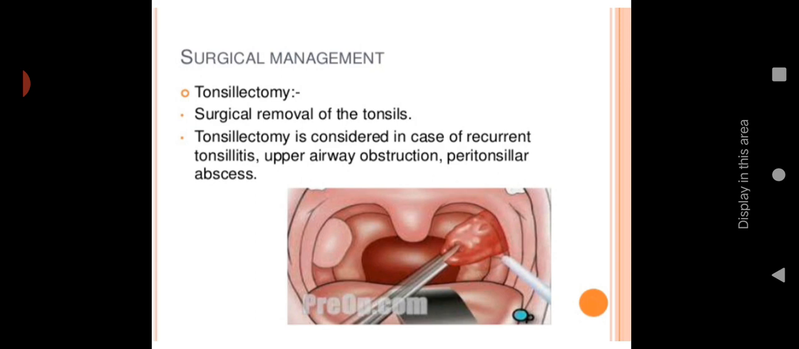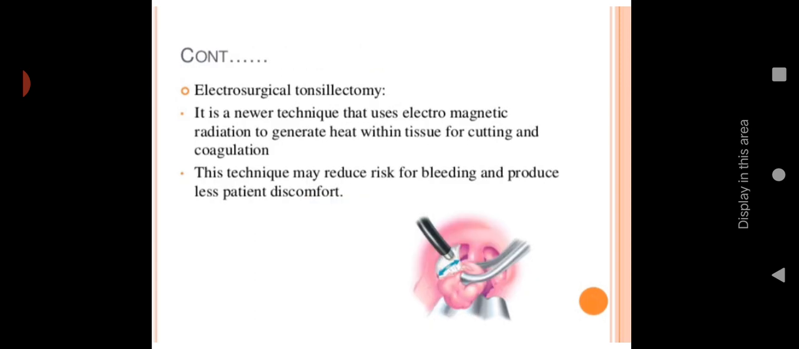If it is chronic or recurring, or occurring all the time, then we go for tonsillectomy. If there is any upper airway obstruction or peritonsillar abscess, then we go for tonsillectomy. Then the next one is electrosurgical tonsillectomy. That is another method of tonsillectomy. It is a newer technology that uses electromagnetic radiation to generate heat within tissue for cutting and coagulation. In order to prevent bleeding or complications, this is a new technique called electrosurgical tonsillectomy. Here the surgeon is using electromagnetic radiation.